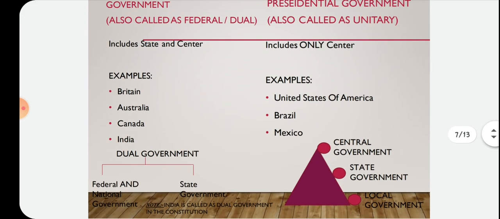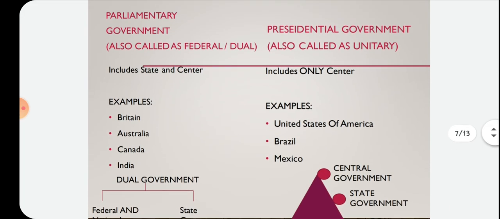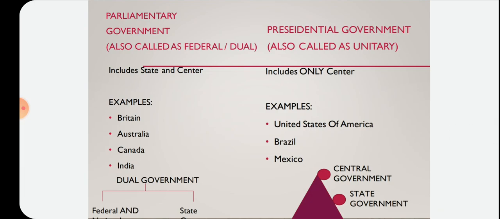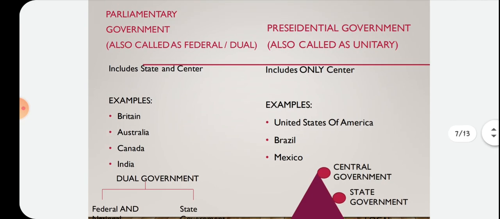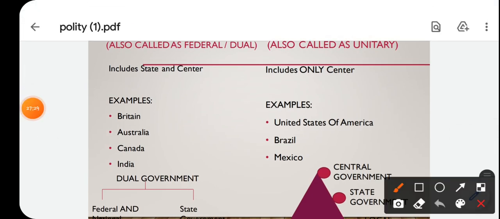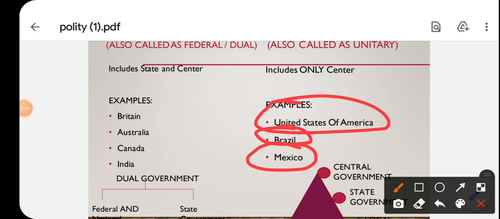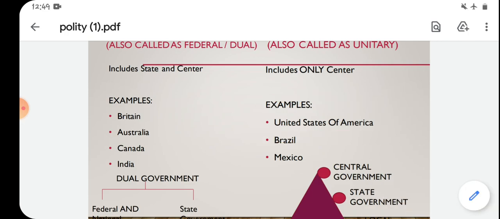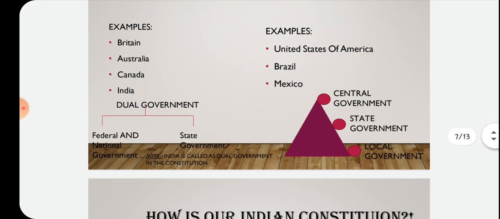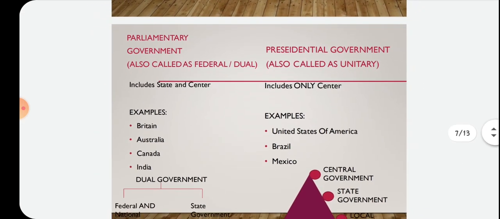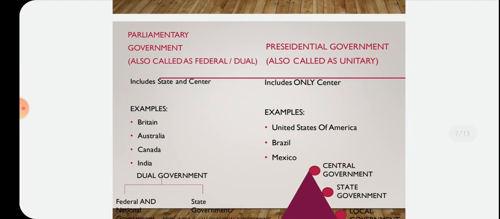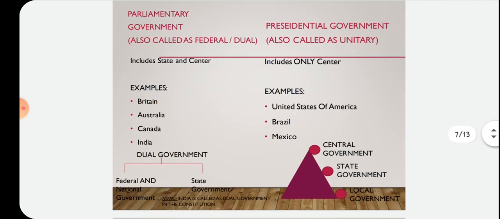The examples for parliamentary government are India, Canada, Australia, or Britain. And the examples for presidential government are United States of America, USA, then Brazil, then Mexico. If you have any more examples, please write them down in the comment box. This is all about the parliamentary government, which is known as federal government, and presidential government, which is known as unitary government.